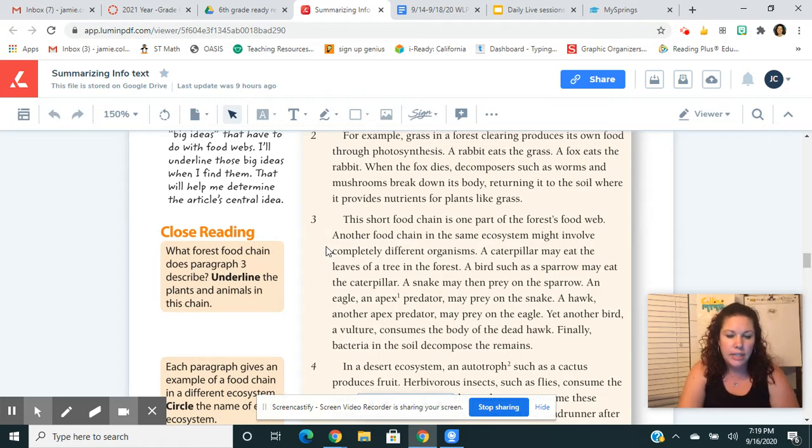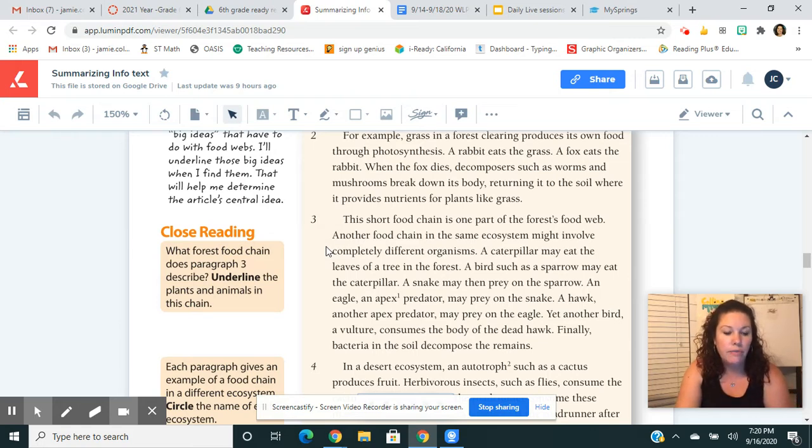Another food chain in the same ecosystem might involve completely different organisms. A caterpillar may eat the leaves of a tree in the forest. A bird, such as a sparrow, may eat the caterpillar. A snake may eat on the prey of the sparrow. And an eagle, an apex predator, may prey on the snake. A hawk, another apex predator, so remember apex is the top, so it'd be like the hierarchy of this food chain, may prey on the eagle.